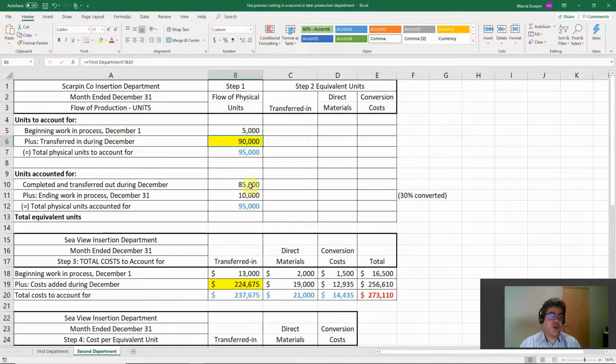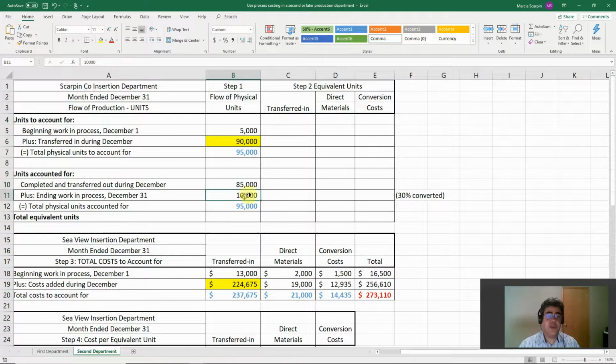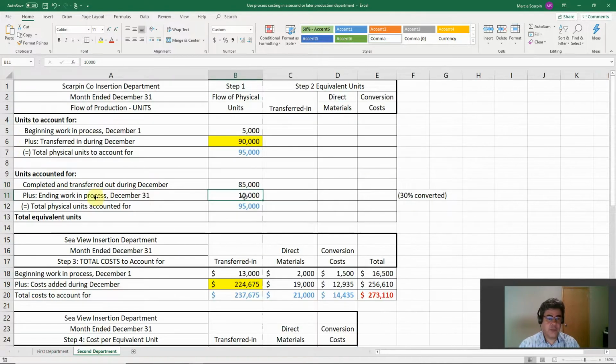Units accounted for: completed and transferred out to the third department or finished goods, 85,000 units. Work in process, 10,000 units, so the same 95 here. Equivalent units.